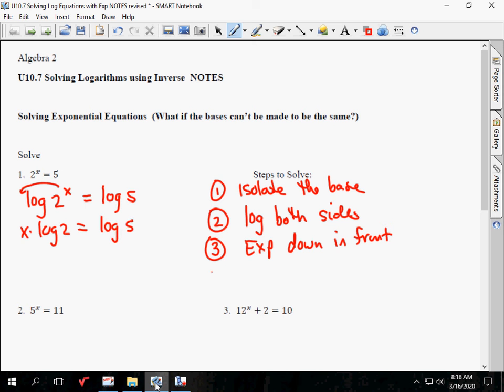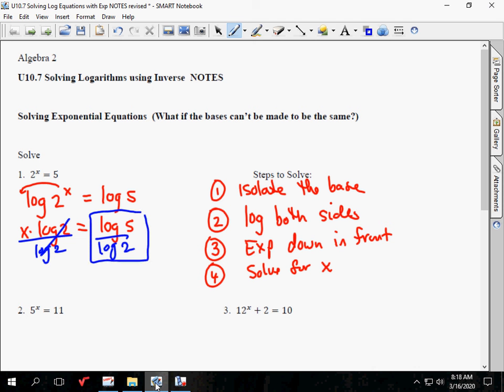And then we're just going to get x by itself. Solve for x, or whatever variable is in the problem. So here, to get rid of the log 2, I can divide both sides by log 2. Now x is by itself. This is the exact answer, log 5 divided by log 2. It looks weird, but that's what the exact answer for 2 to the x equals 5 is.